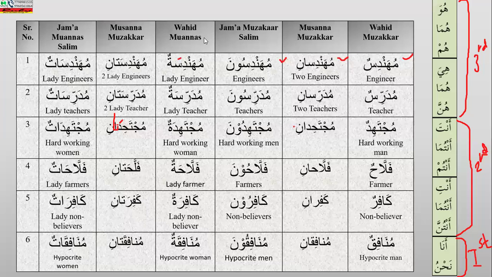Can you hear me? Fahimun nisa. Yes. Please use first person and make the sentence for mujtahidun. First person.